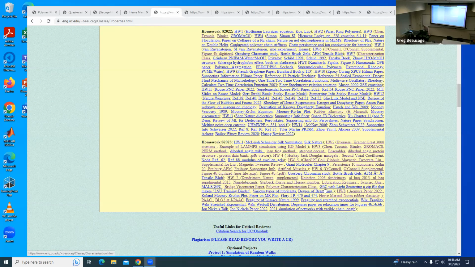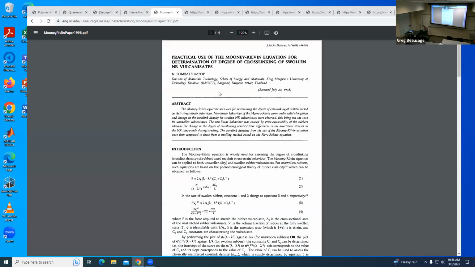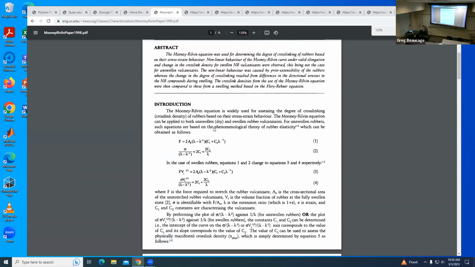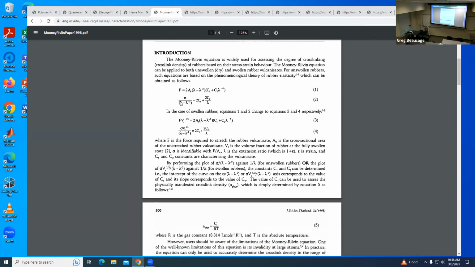Okay, so it's called homework 8, paper on Mooney-Rivlin. This is like a simple idiot's guide to the use of Mooney-Rivlin, right? By some guys in Thailand from a long time ago. But you can see there's a lambda minus lambda to the minus 1/2. That's a plot we made.